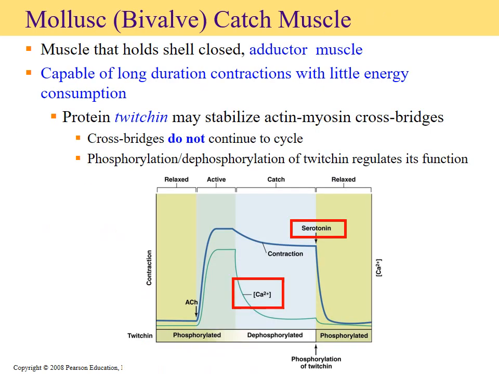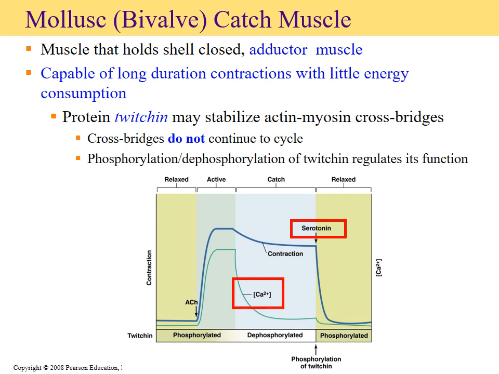And then our last slide is to take a look at the catch muscle. The catch muscle is what you'll come across when you look at items like clams or oysters. And it's basically their ability to kind of hold the shell closed. It's an example of an adductor muscle. And what's so unique about this catch muscle is that it's able to maintain an extended period of contraction without using a lot of energy. In fact, it uses little to no energy.